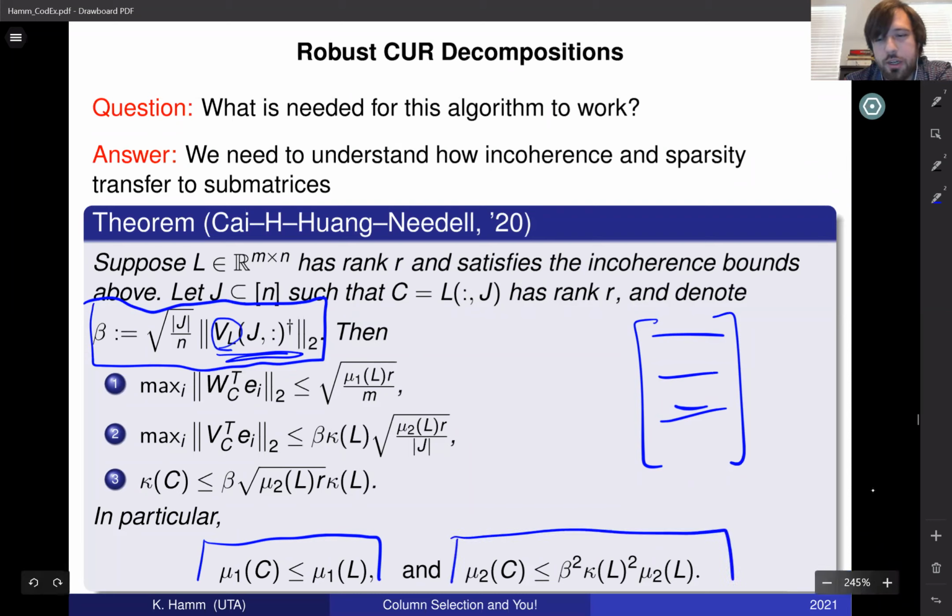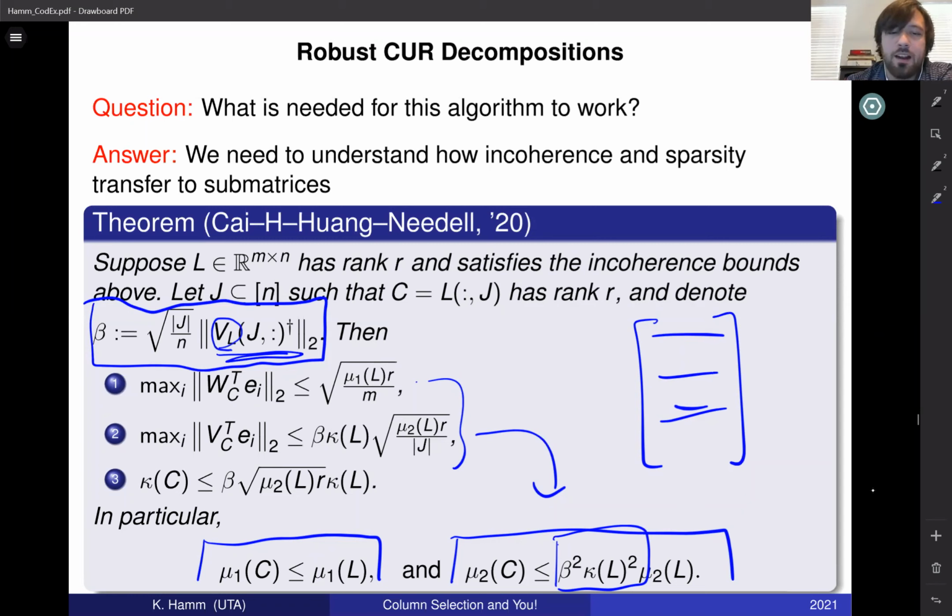The row incoherence can inflate, and all these bounds can basically be summed up this way: the row incoherence can inflate by this quantity, which is beta squared, so that norm squared, times the condition number of L squared. And I throw this third bound in because some robust PCA algorithms require an estimate of the condition number. If you want to know how the condition number changes, this is an easy bound you can give. But not all of them require that.